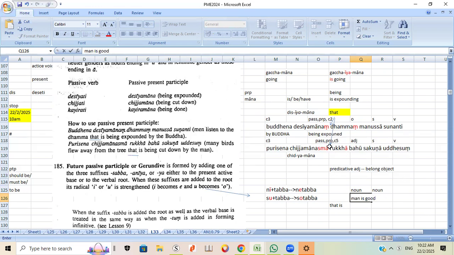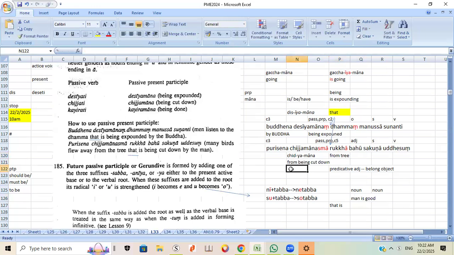So in this particular case, two of them are from the tree. So you cannot say "from being cut down" anymore. From the tree that is being cut down. So that is how you join it. Because you don't need two "from"s. You don't need "from being cut down". So you cannot keep both, because this is from the tree.